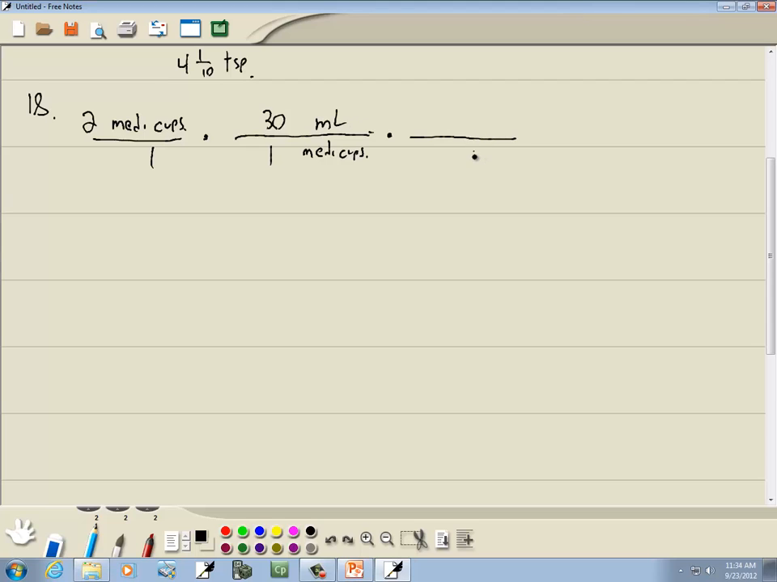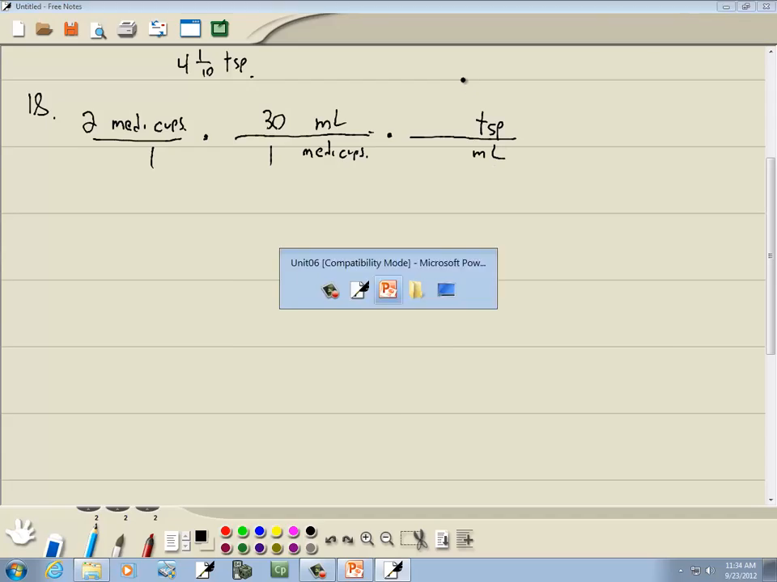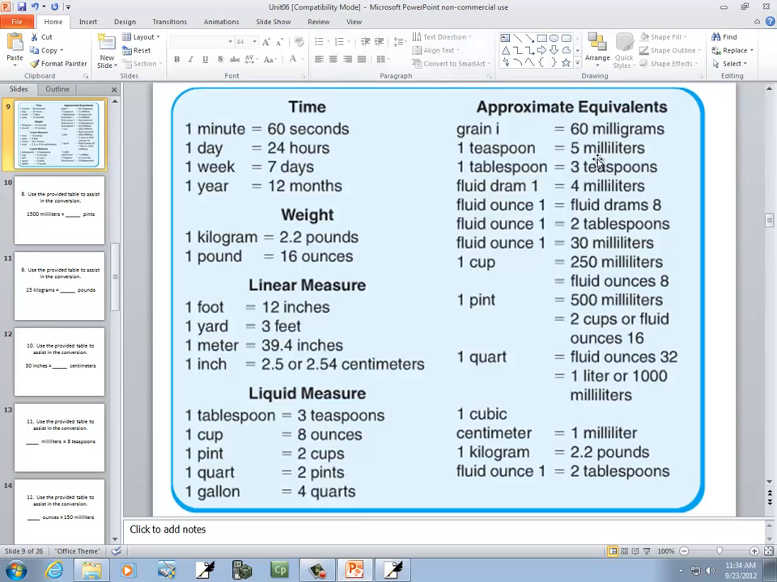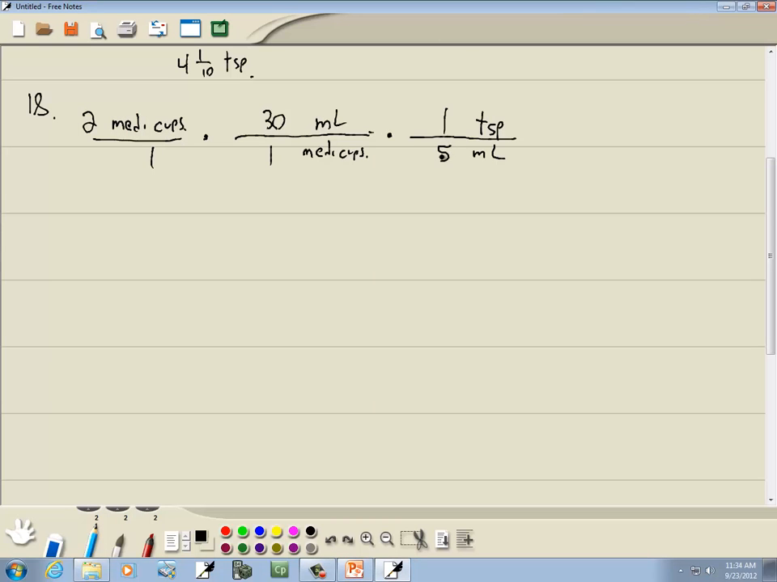Now if we put milliliters up here, we have to put milliliters down here. And we're converting this to teaspoons. So I'm hoping to find some kind of tie between milliliters and teaspoon. If I remember correctly, 1 teaspoon is 5 milliliters. Yep. Now medicine cups cancels that medicine cups. The milliliters cancels that milliliters. Up on top we got 2 times 30 is 60, times 1 is 60. Down below 1 times 1 times 5 is 5 teaspoons. Which gives us 12 teaspoons. That's our answer.